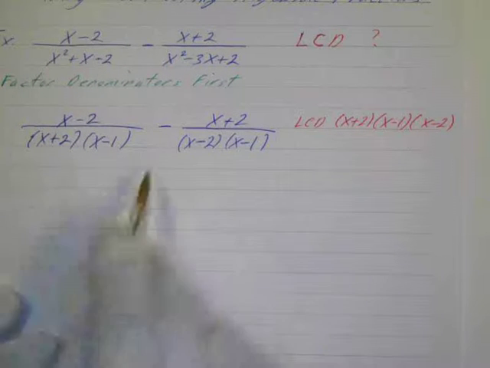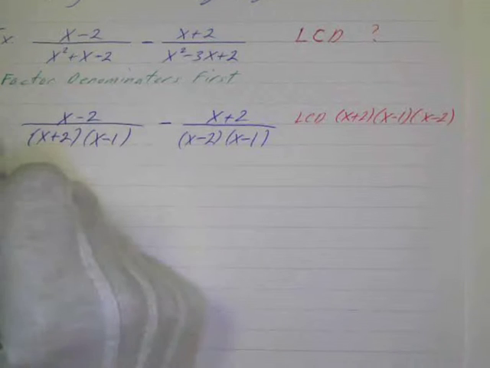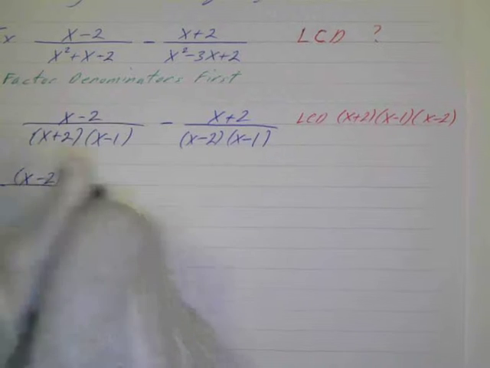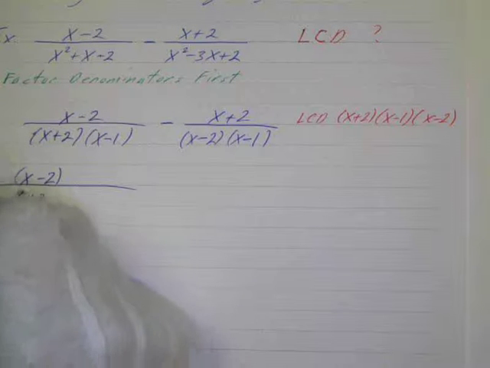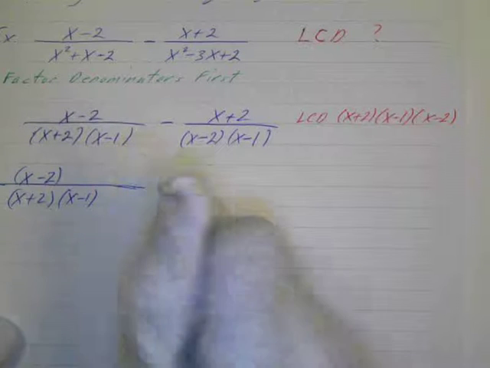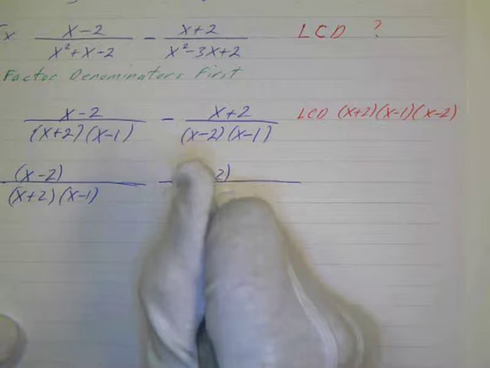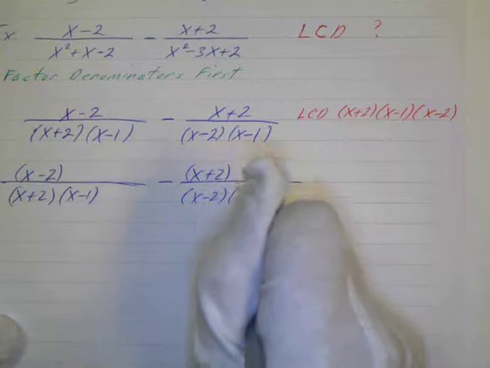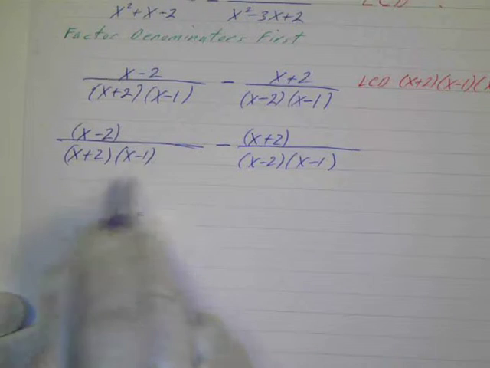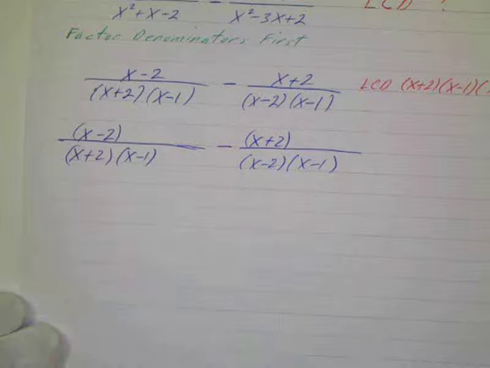So once I've got that, I've got to adjust these so I have a least common denominator in both. So I've got x minus 2 all over x plus 2 times x minus 1, minus x plus 2 all over x minus 2 times x minus 1. And in order to have the least common denominator, what am I missing here? Well, I'm missing an x minus 2, so I've got to put x minus 2 in the bottom.